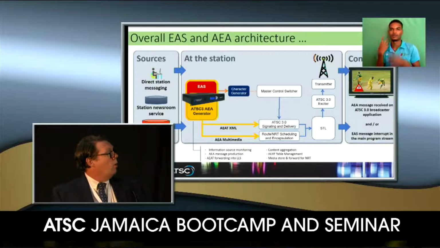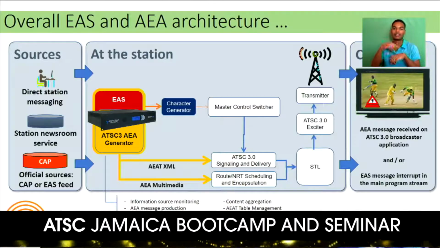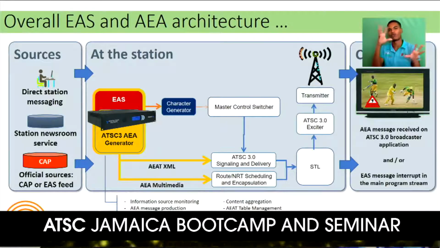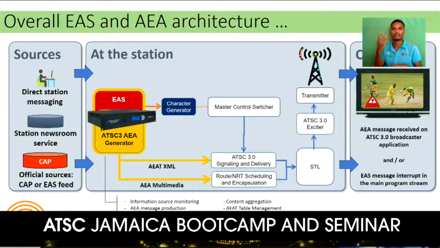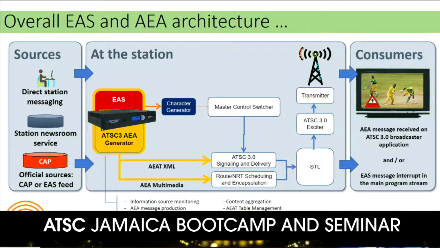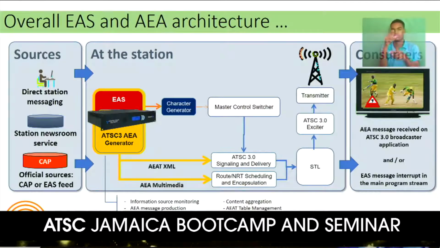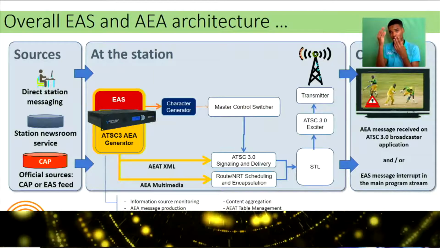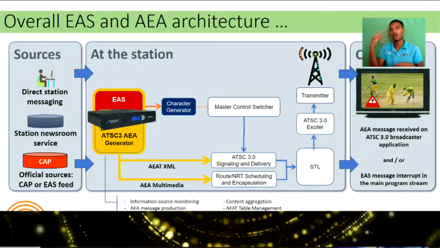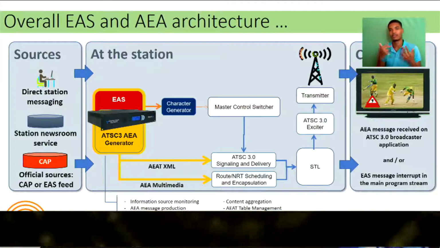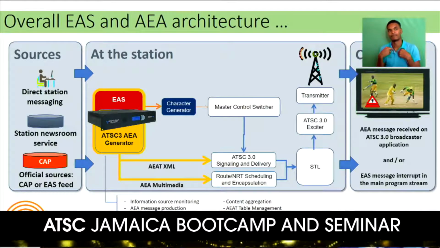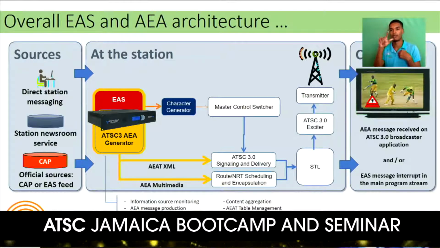So let me talk a little about the overall EA architecture. So we talked about EAS, the red box above. We can disregard that. Let's look at the yellow box in the diagram below, where you are getting sources of information, either internally or externally. Your government may well have, the Jamaican government may well have an official mobile alert feed or data feed that a system like this could pick up.